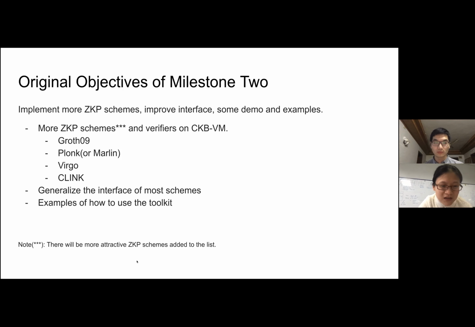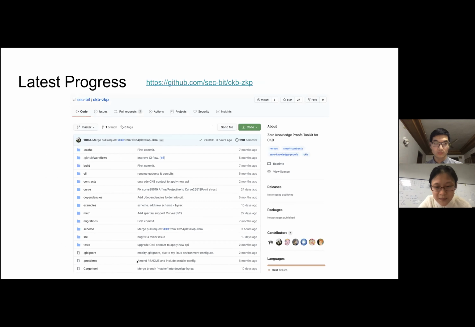And then there is Clink. Clink is our own optimization for zero knowledge proofs on parallel circuits. Then we want to optimize the interface for our repo, and add more examples to make this repo more user friendly. This shows what our repo looks like now, as of one or two days ago.